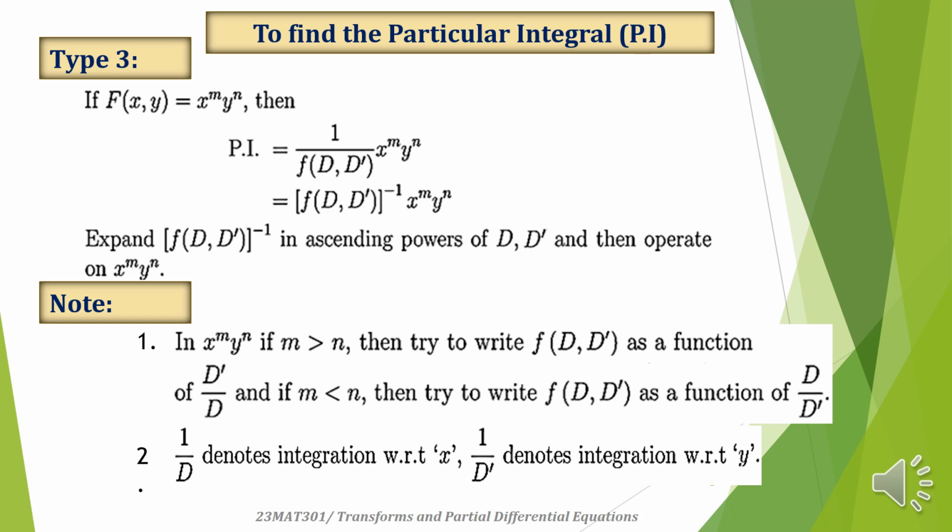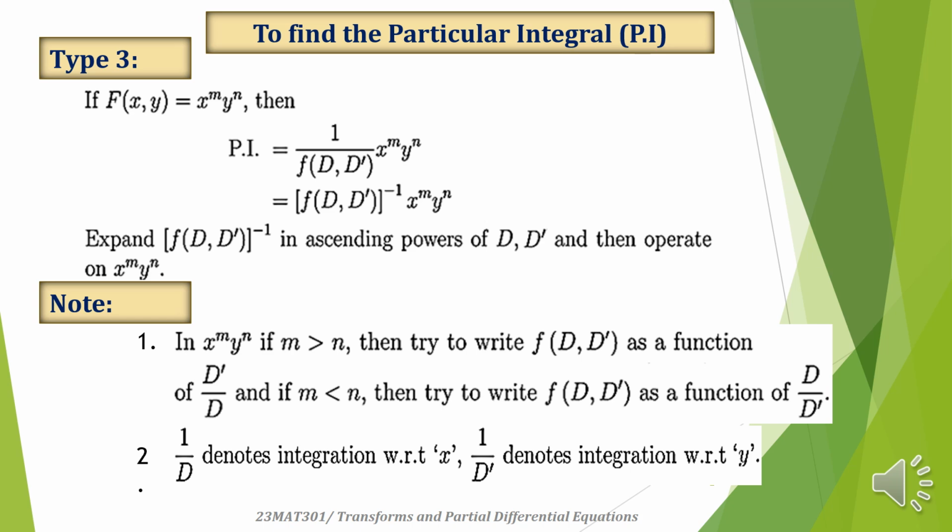Okay, so if it is of the format of x power m into y power n, what you have to do is 1 by f of D comma D dash into x power m y power n. You have to put it in the format of f of D comma D dash to the power minus 1. It is of the format like 1 plus z to the power of minus 1. So it is like a binomial expansion. So for the whole question you will extend it like a binomial expansion and you will get the final answer. Okay, it would be a little bit tricky to solve, but once you have mastered it, it will be easy.